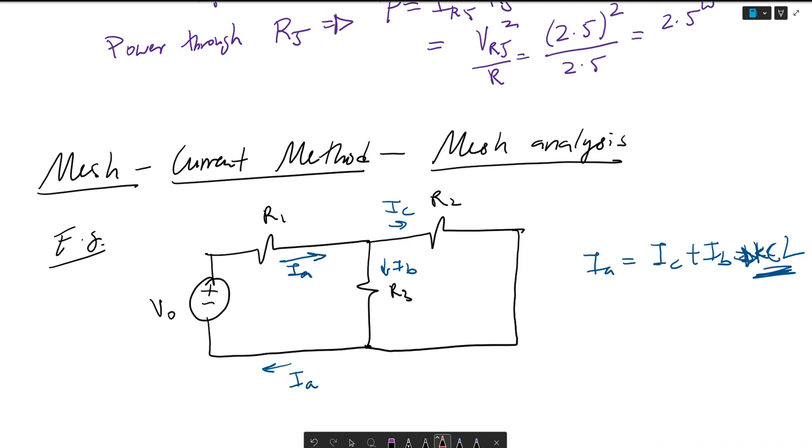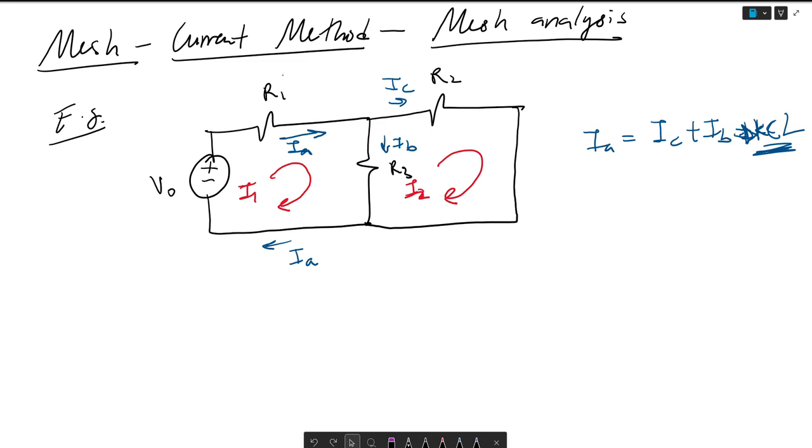mesh current method, we want to say that we can draw two loops, 1 and 2, and we can call this I1 and I2. And we want to draw some conclusions or write some equations about I1 and I2 that allow us to then find the voltages across R1, R3, and R2, and the respective currents across these resistors. Okay?